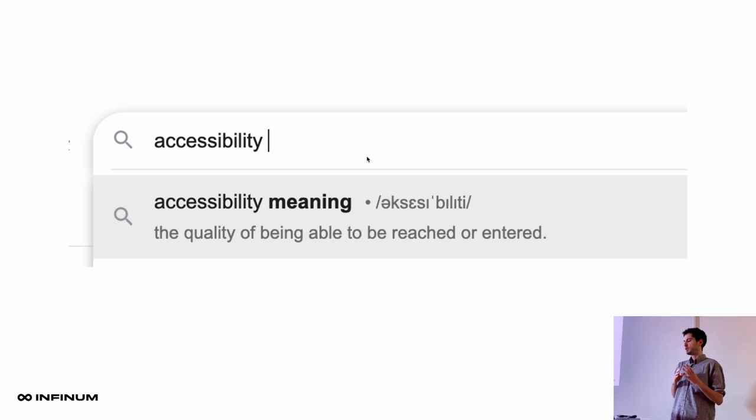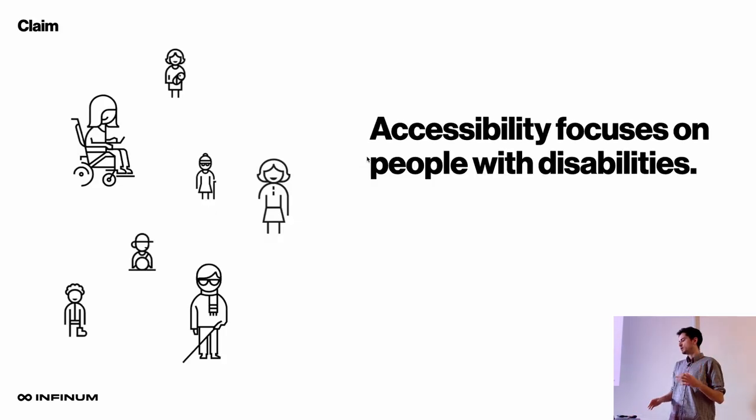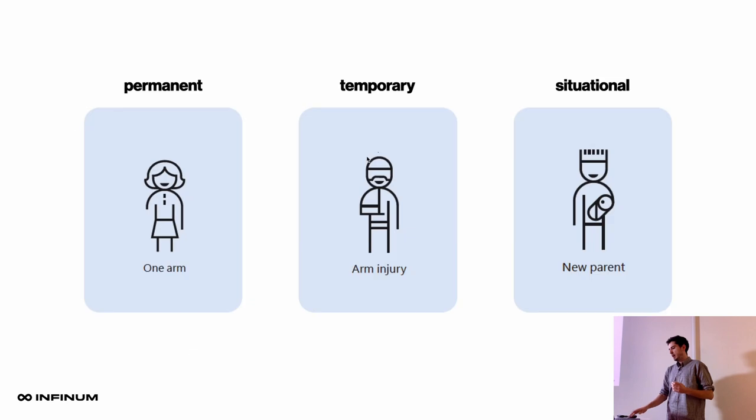It's a concept whether a product or a service can be used by everyone. This definition mentions quality. It says that it's quality of being, and so on. It's because actually accessibility is a major factor when we are rating a quality of a product. And there's a common misconception that accessibility focuses on people with disabilities. And that's simply not true, because we're focusing on everyone.